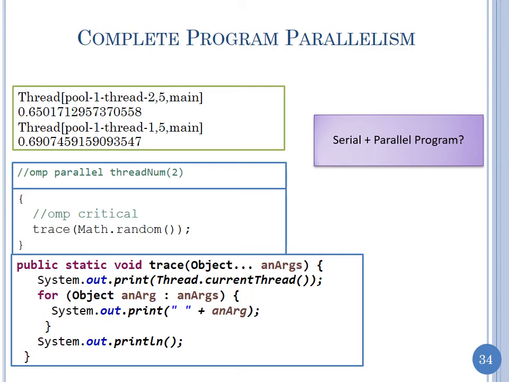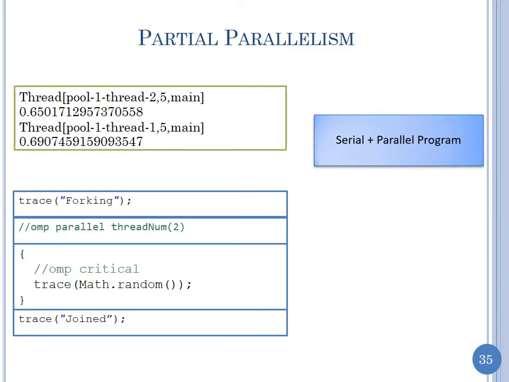So far, our complete program is parallelizable. We could have actually run the program as independent processes. In general, you create threads when some parts of the program have to be parallelized by one set of threads, and other parts have to be parallelized by another set of threads, and some of these sets might have only one thread. So let's try to create a serial plus parallel program. I'm going to have the trace statement not only in my OMP parallel construct, but also before it and after it. So I say trace forking, I do this parallel construct, within the parallel I do some critical code, and then I say trace joined.